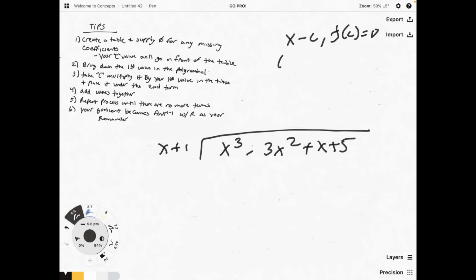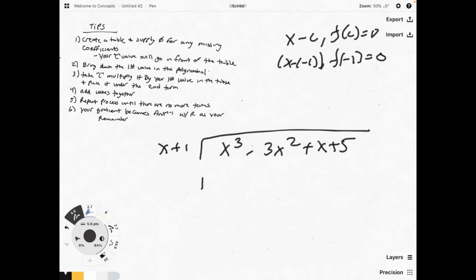If we remember, x minus c is actually x minus a negative 1. In this case, f of negative 1 equaled 0, which tells us that x plus 1 is a perfect factor of x cubed minus 3x squared plus x plus 5. Rather than doing long division to check that, we can use synthetic division. Again, we create a table and supply zeros for any missing coefficients. In this case, we don't have any missing coefficients, so we're going to draw out our table and just put our coefficients down.